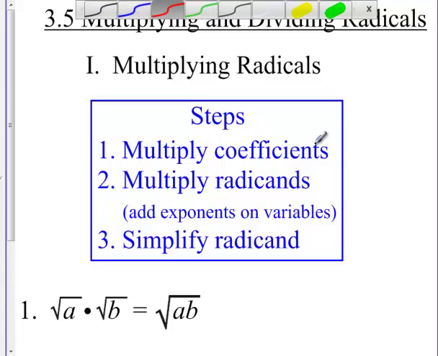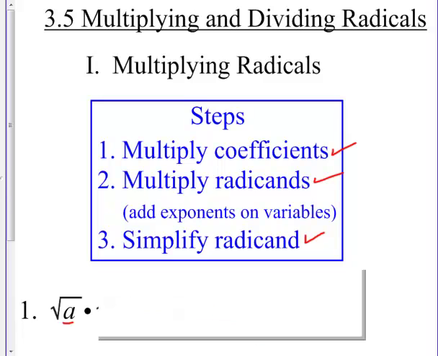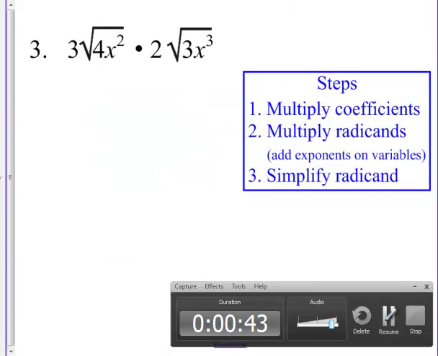All right, first things first, we're going to multiply the coefficients. We're going to multiply the radicands, or the radicals. And then we're going to simplify. So if you see down here, radical A times radical B is the same as if you just multiplied A and B together and put them under a radical. All right, so these steps are going to show up over and over.